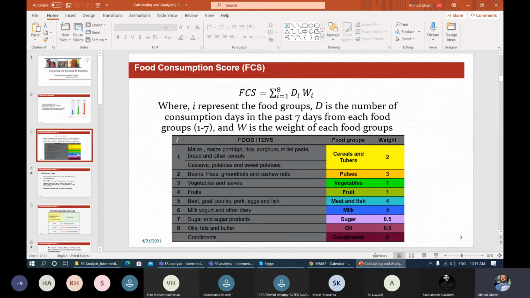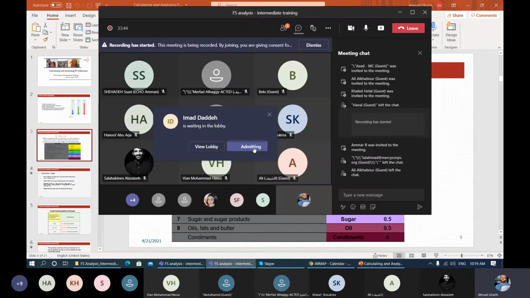I'm not aware of a lot of analyses that use condiments frequently, but essentially they are regarded to have low nutritional value, although of course they make food palatable and are an important part of cultural parts of the diet. So yeah, this is essentially the calculation of the food consumption score. Don't let the fancy Greek letters there intimidate you. It's essentially how many days you ate that food, multiplied by the weights that we have.